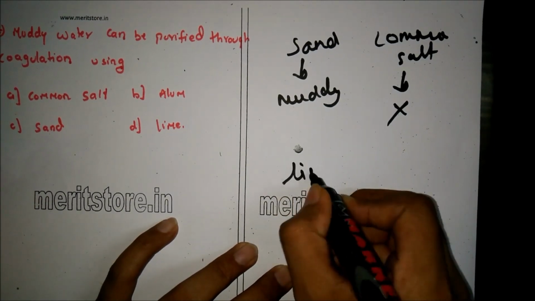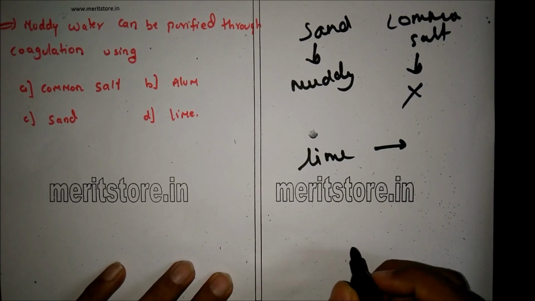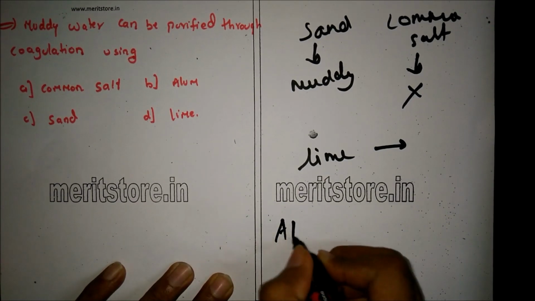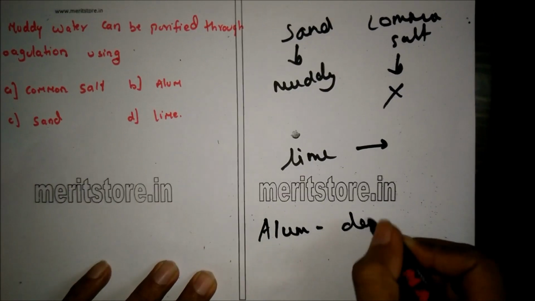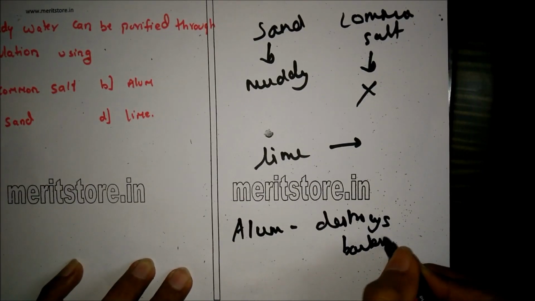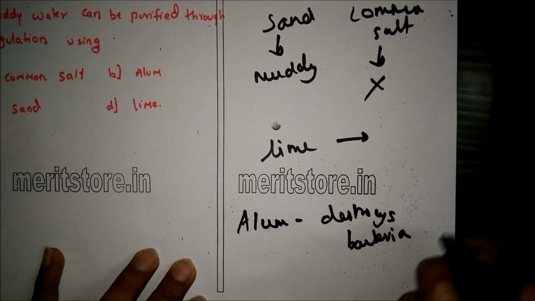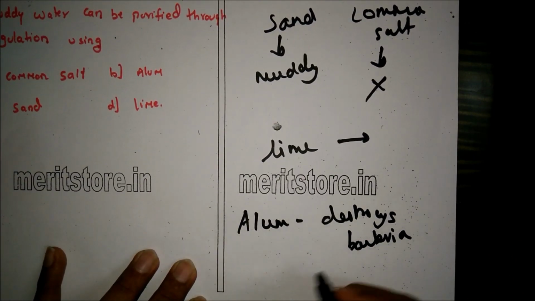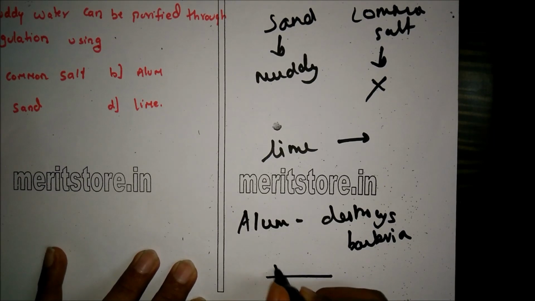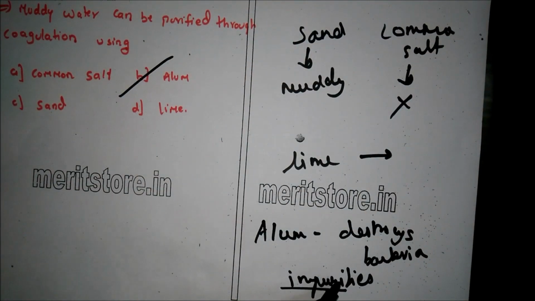Lime will also do nothing in muddy water. Now, alum. Alum is added to muddy water because alum destroys bacteria in the muddy water. Also, alum coagulates the suspended impurities. Therefore, here the correct answer is option B, alum.